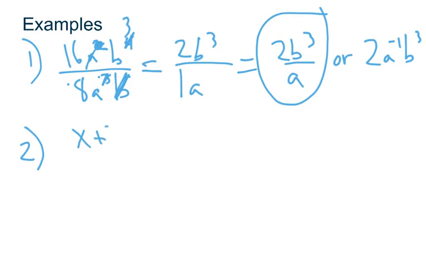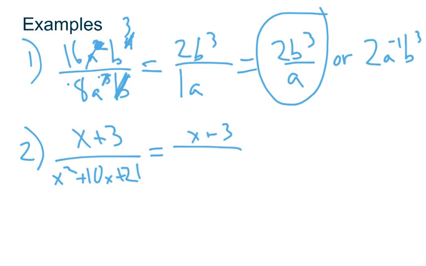Let's say we have x plus 3 over x squared plus 10x plus 21. With something like this, we're going to use our factoring. We're going to expand this, and we're going to get the x plus 3 in the numerator still. But when we factor the denominator, we could first of all use this as a hint. If this is x plus 3 and we're simplifying, odds are x plus 3 is going to be one of the factors in the denominator.